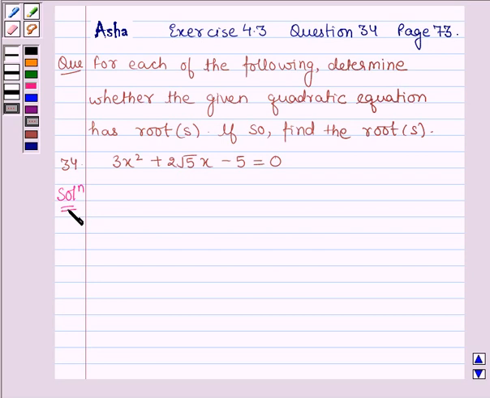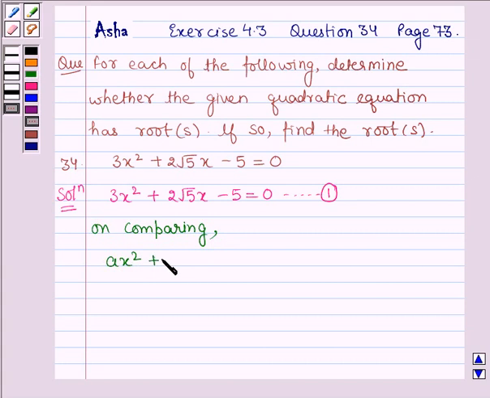Let us start with the solution, and the given quadratic equation is 3x square plus 2 root 5x minus 5 is equal to 0. Let this be equation number 1. On comparing it with the general type of quadratic equation, which is of the form ax square plus bx plus c is equal to 0, we see that a is equal to 3, b is equal to 2 root 5 and c is equal to minus 5.